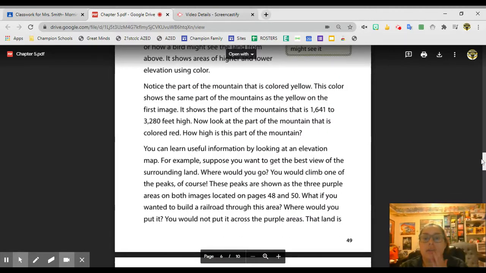So notice the part of the mountain that is colored yellow. This color shows the same part of the mountains as the yellow on the first image. It shows the part of the mountains that is 1,641 to 3,280 feet high. Now look at the part of the mountain that is colored red. How high is that part of the mountain?